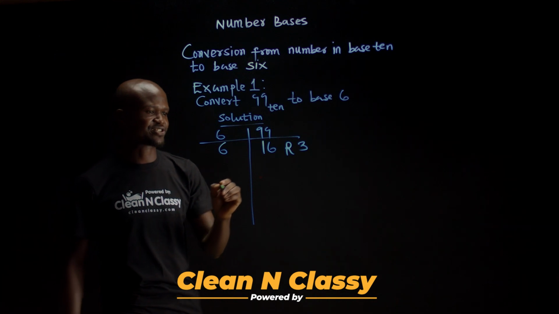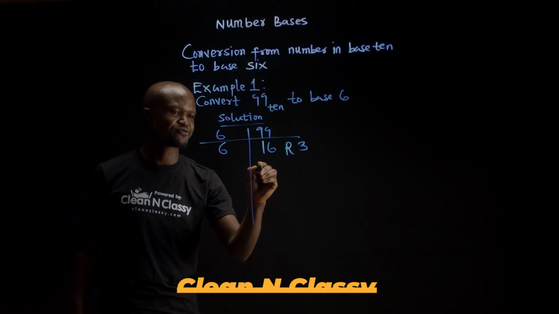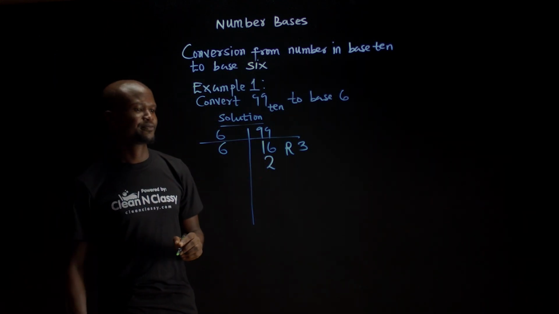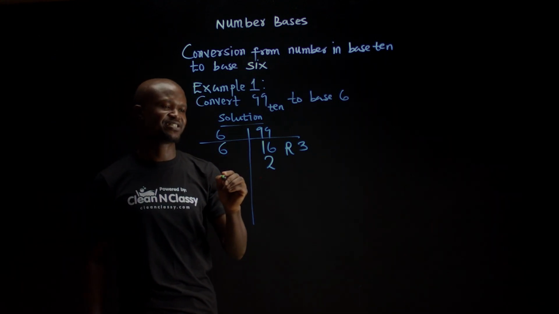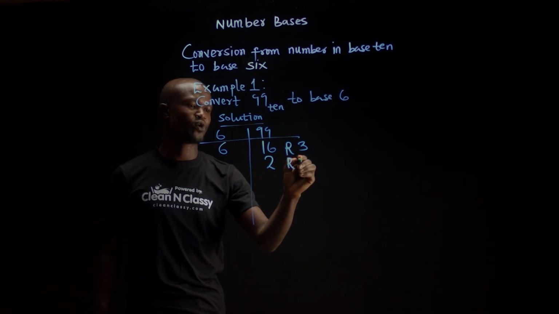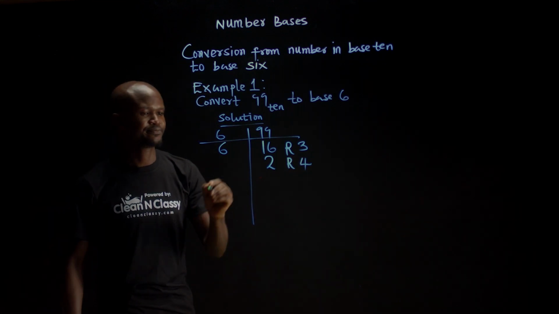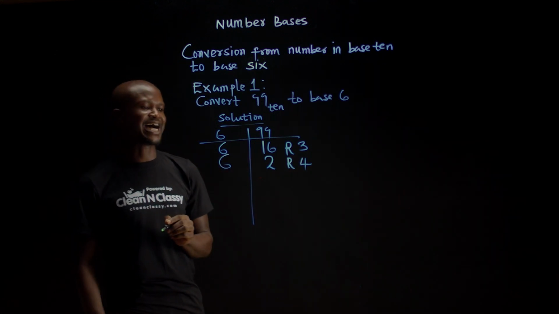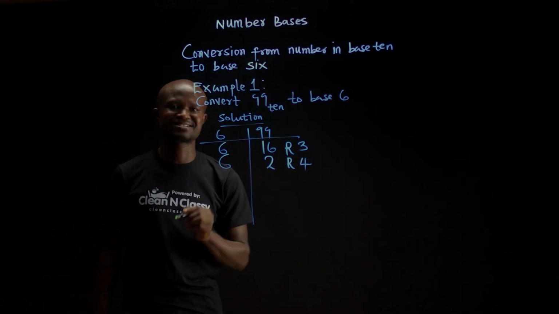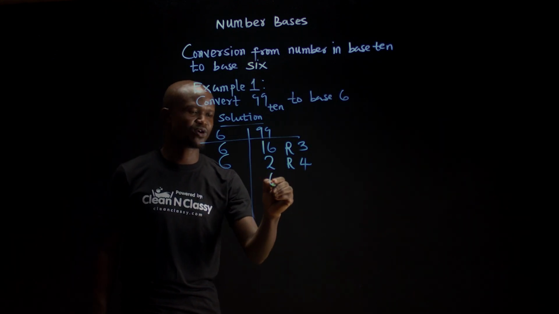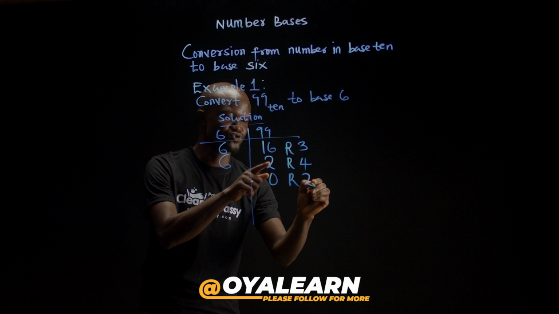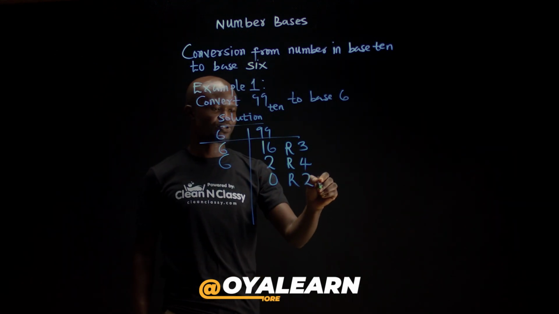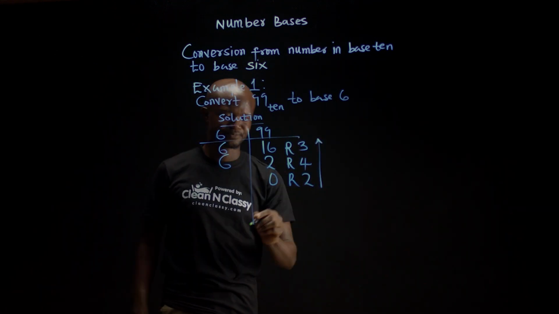16 divided by 6. What do we have? 2. 2 times 6, 12. Take away from 16. That will be remainder what? 4. Then we use 6 to divide. 2 divided by 6. What will you have? 0. What's the remainder? Remainder what? 2. Don't forget to take it from bottom to up.